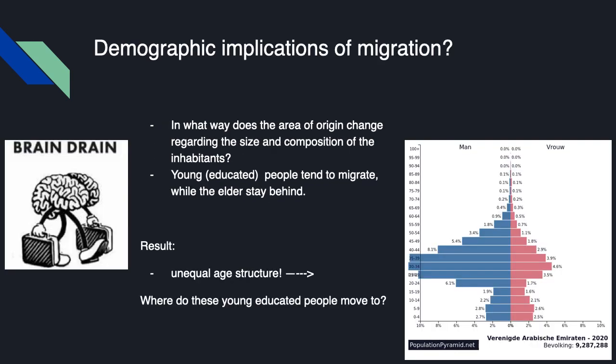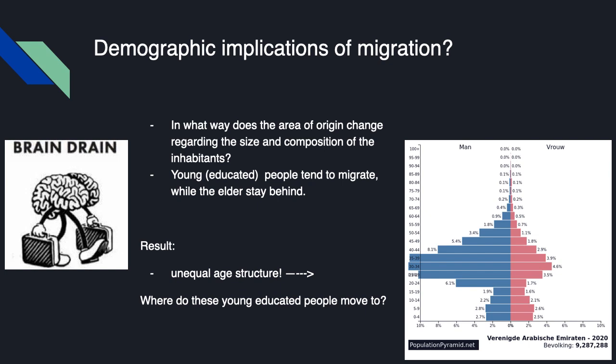Well, in what way does the area of origin change regarding the size and composition of the inhabitants? Well, of course, young educated people tend to migrate while the elders stay behind, and this results in an unequal age structure. So where do the young educated people want to move to? Well, of course, to countries in which they can become rich or they can find a job.